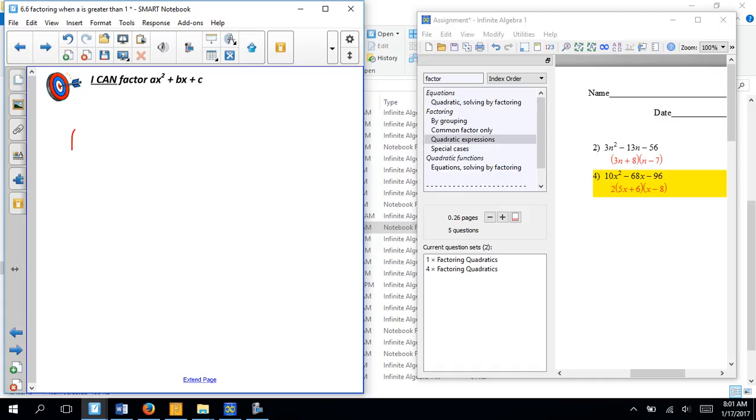10x to the third power. That's a 3 up there. I don't know if you can see it. It's a pretty ugly 3. Minus 68x squared.